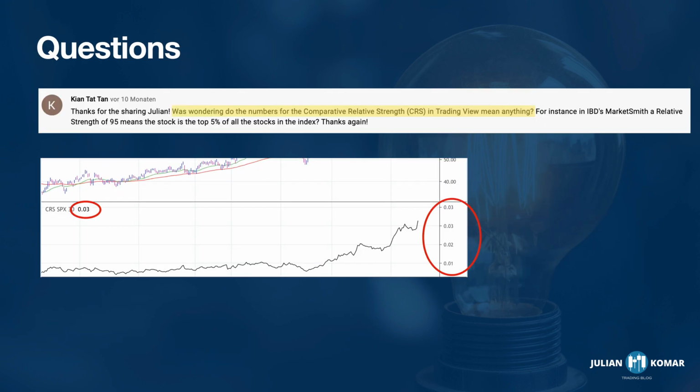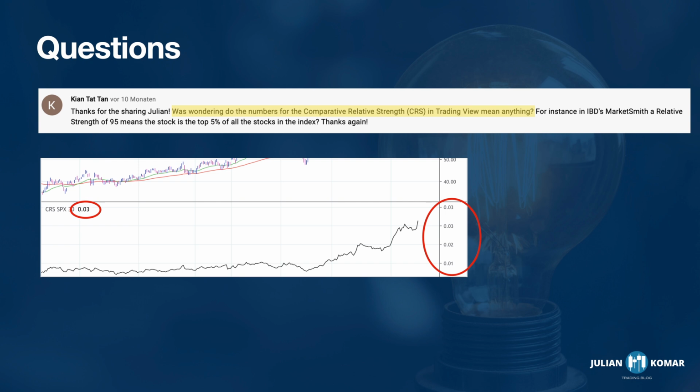So the first question I got here on YouTube was about the numbers of the RS line. In TradingView, when you add the indicator, and by the way, I have several videos about the relative strength line on my YouTube channel, and I also explain in another video how you add it to TradingView, you see the numbers on the right side. It's going from 0 to infinity. But the numbers themselves have no meaning. So it is absolutely unimportant. It's just the result of the calculation of the formula.